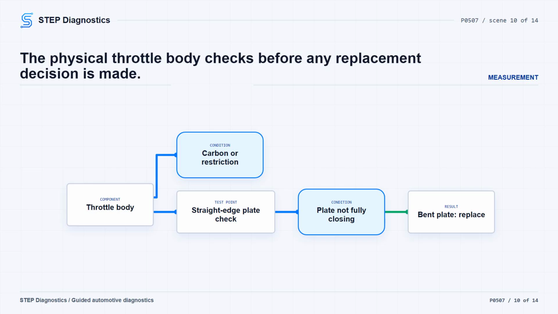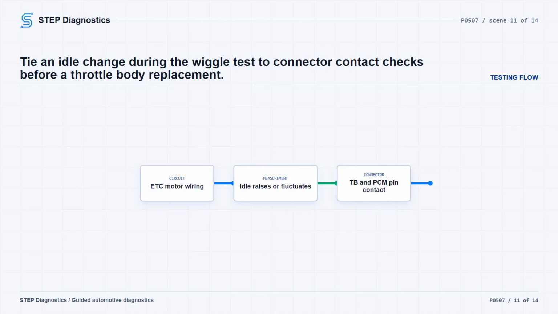Use the same running engine safety precautions here. Stay clear of the fan, pulleys, and belts and keep loose clothing away from moving parts. If you find a throttle body problem or the idle changes during the wiggle test, verify good pin terminal contact at the throttle body and PCM connectors. If no connector problem is found, replace the throttle body assembly.